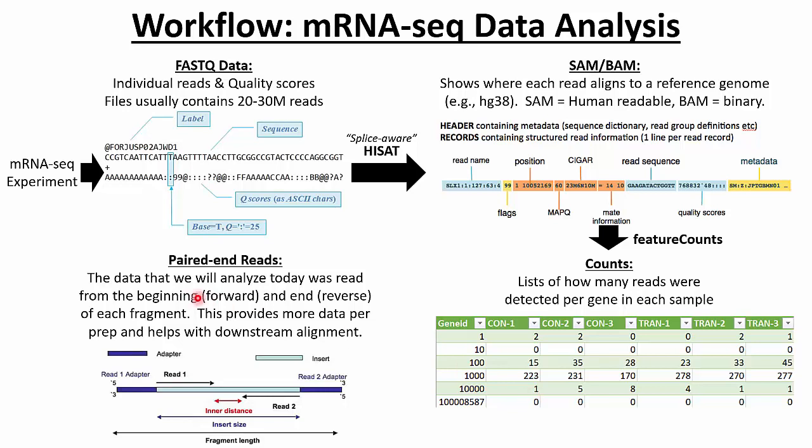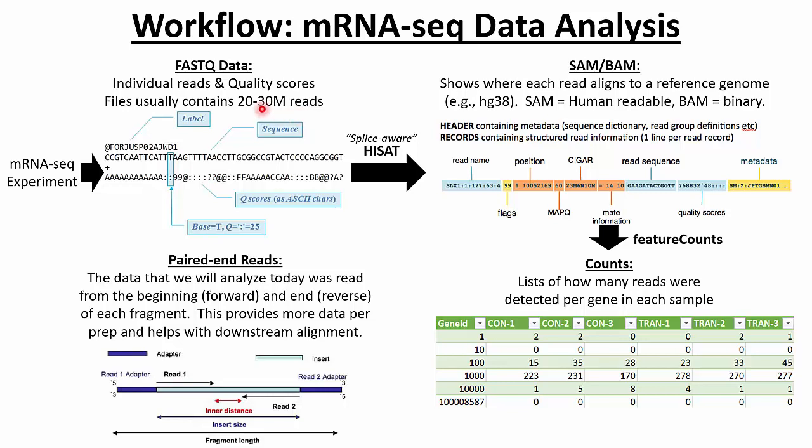All right, so first of all, this video assumes that you've already done some mRNA sequencing and gotten the raw data from those experiments. Now, in most cases, the raw data from those experiments will be what are called fastq files. Now, a fastq file is a very large file. It's probably around 2 gigabytes in size because it contains 20 to 30 million reads from an mRNA sequencing experiment.